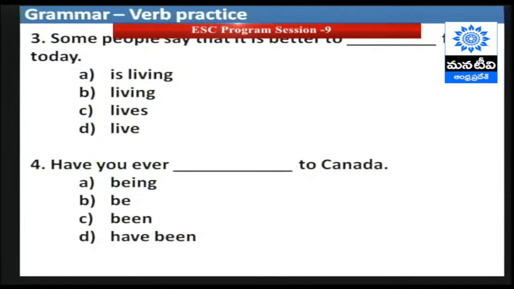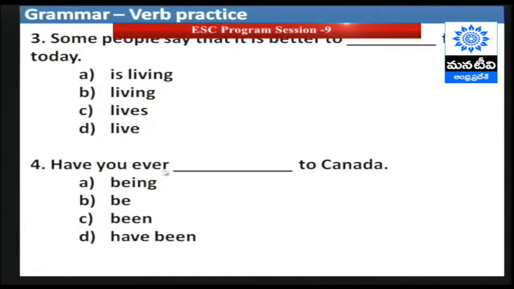Number 3, some people say that it is better to dash for today. Better to, this is a proverb, right? It's a saying. Better to is living, better to living, better to lives, better to live. It's better to live for today.